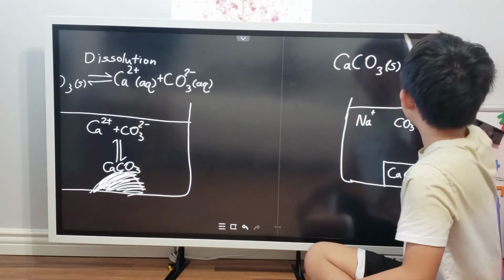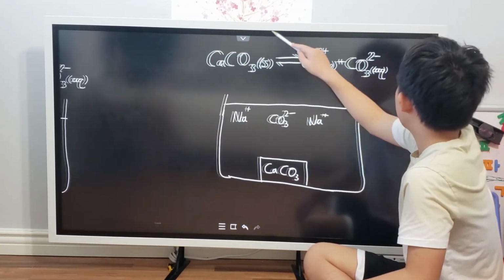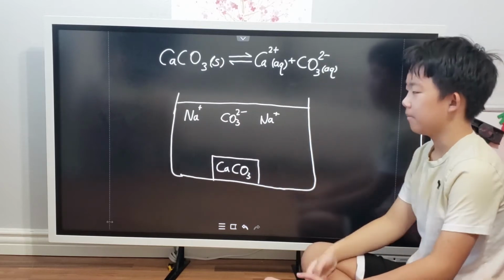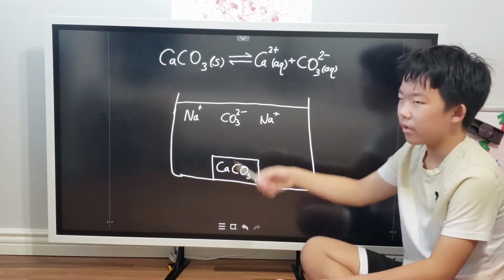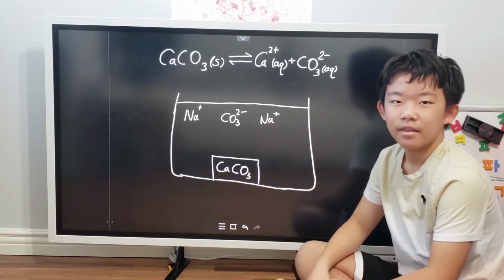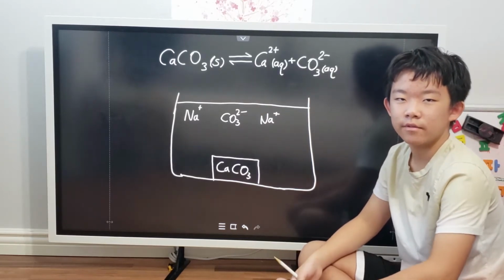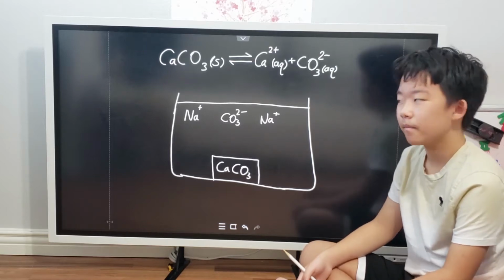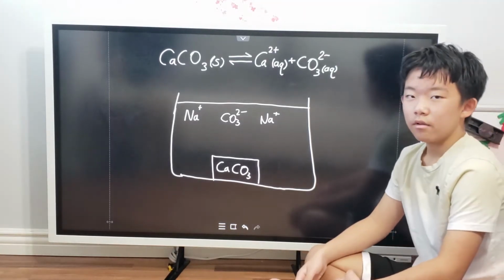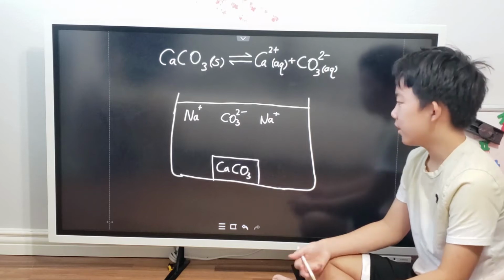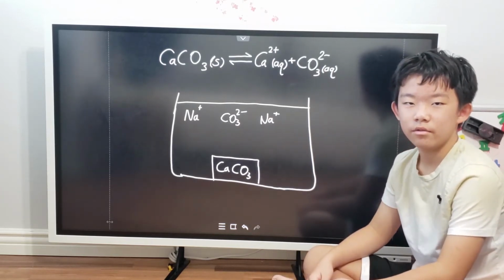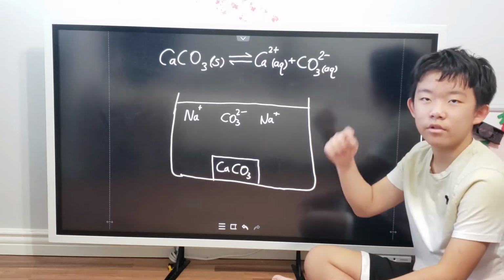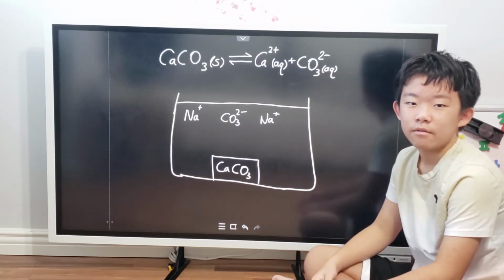Let's see what happens when we add something that will affect the equilibrium. Here, let's do the same thing, dissolving calcium carbonate, but this time in an already prepared solution of sodium carbonate. Now, guess what happens when I try to dissolve this block of limestone in a sodium carbonate solution? Check out this video, which is the equilibrium video, for a hint.